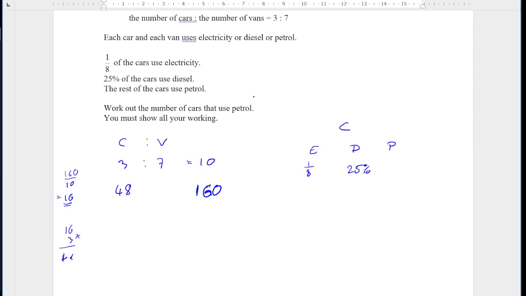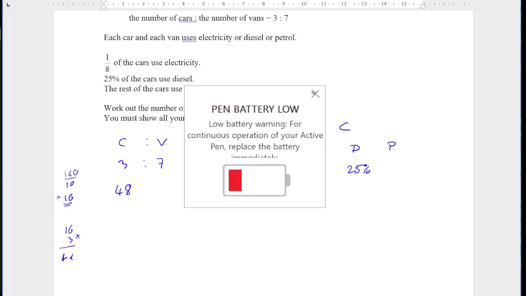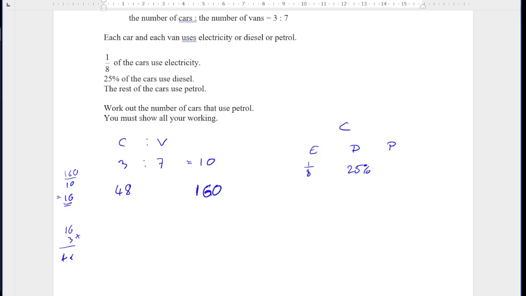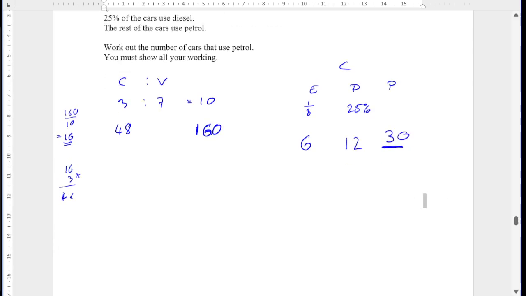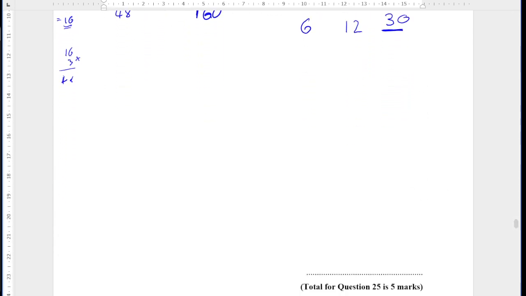If 1/8 of them are electric, that's going to be 6. If 25% of them are diesel, that's going to be 25% of that, halve it and halve it again, and that's going to be 12. So the number that are petrol, well, so far we've got 18 and we've got 48 in total, so that means that our missing value there is going to be 30. So 30.